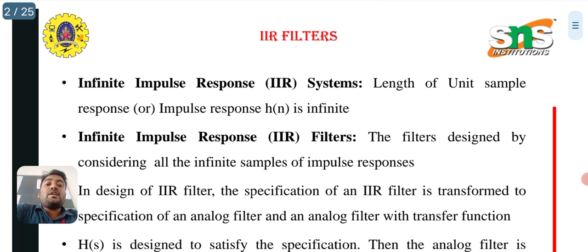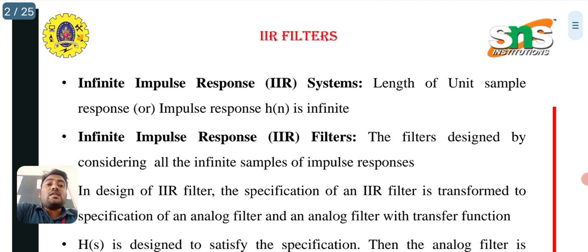Filters can be classified into two types, that is analog filter and digital filter. Further, digital filters are classified into two more types, that is IIR filter and FIR filter. IIR filter means infinite impulse response filter; the length of the unit sample response, or impulse response h of n, is infinite for the IIR filter. In FIR filter, that is a finite value.